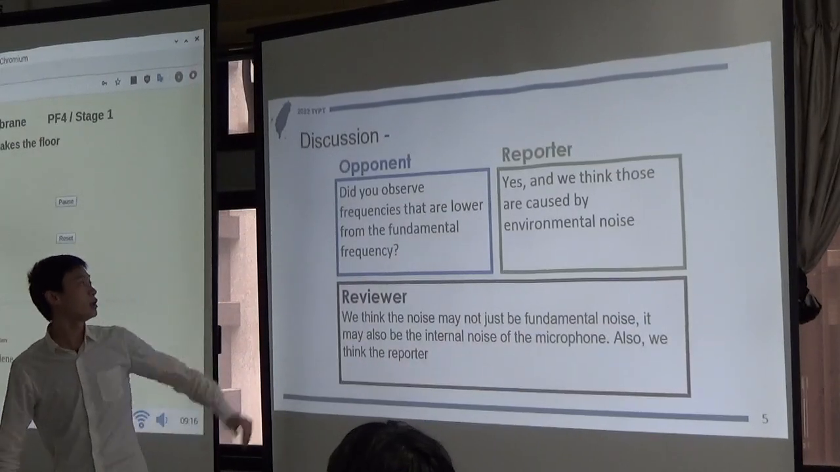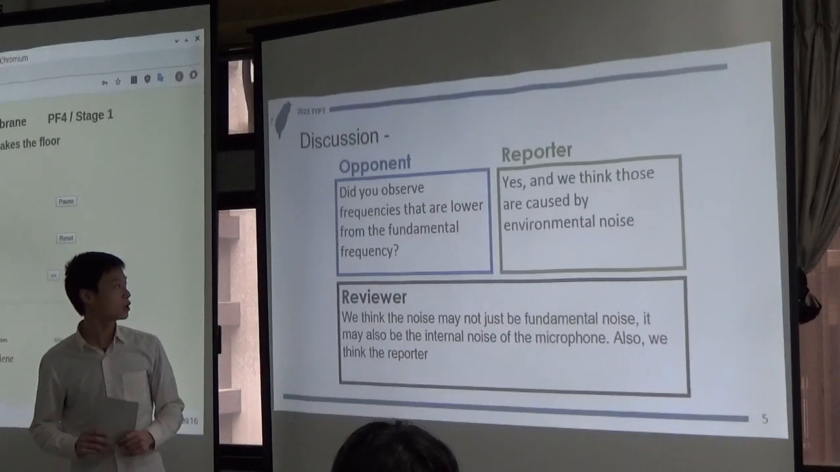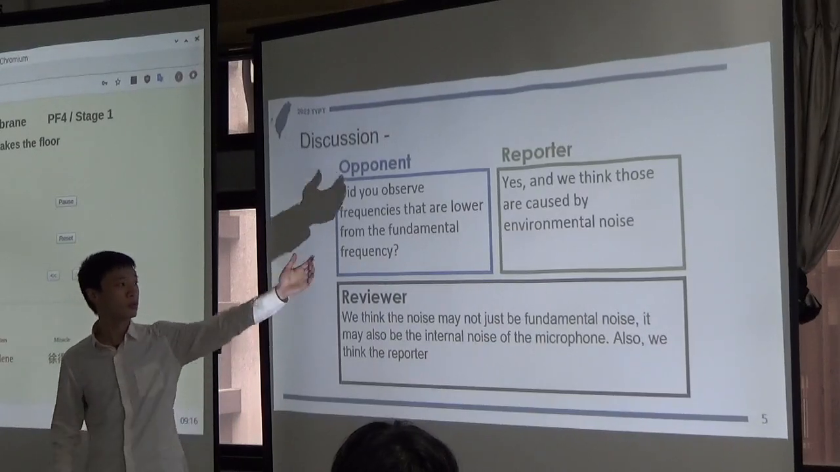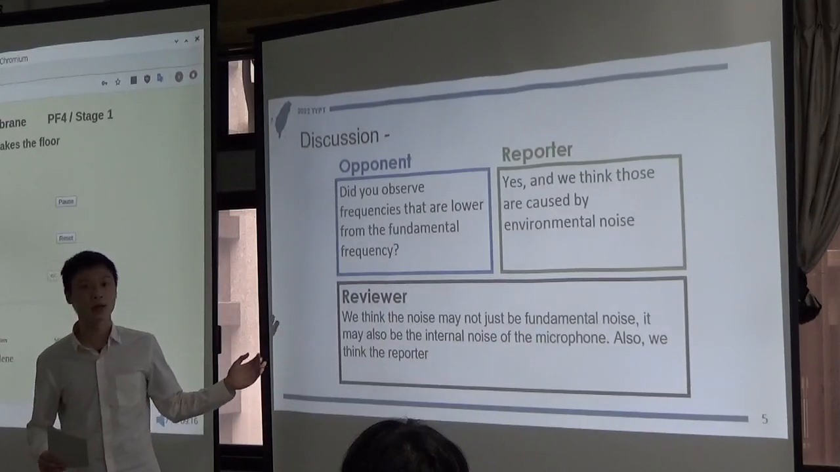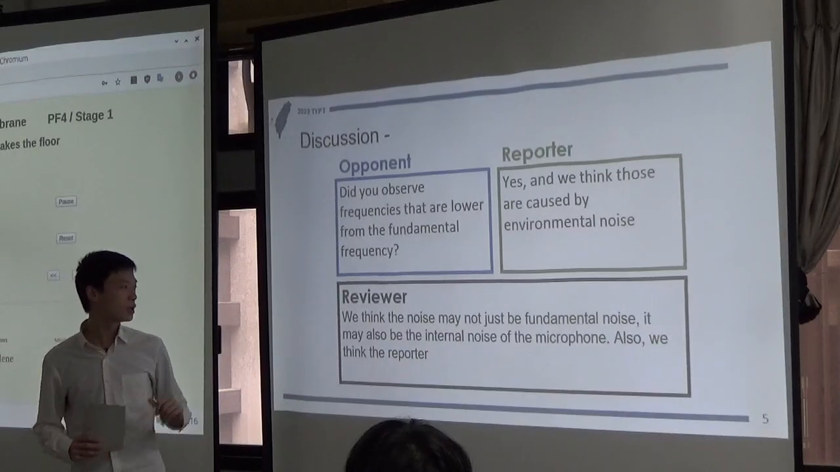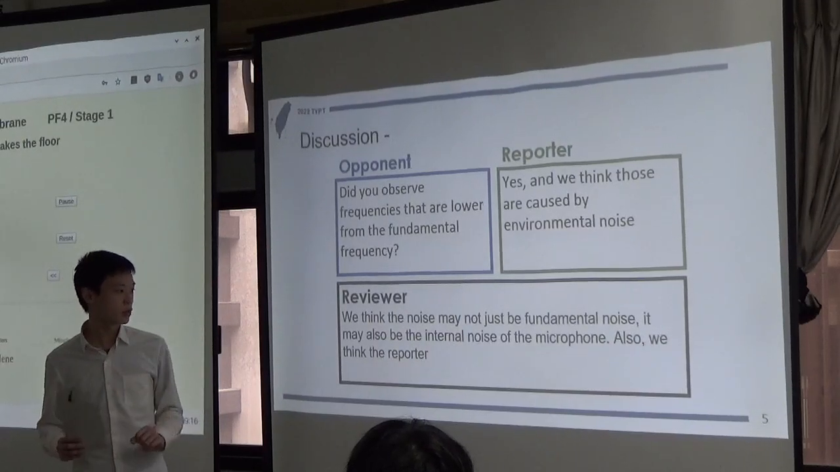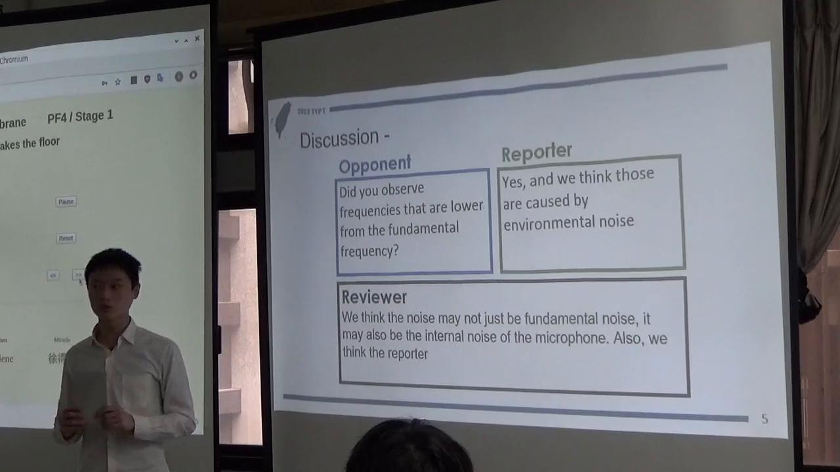For the discussion, the opponent asked, did you observe the frequency that were lower from the fundamental frequency? The reporter said, yes, we think those are caused by environmental noise. The reviewer thinks that the noise may not just be environmental noise. It may also be internal noise of the microphone.